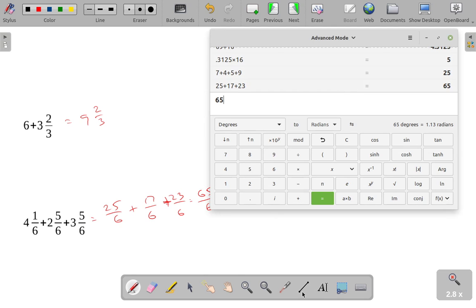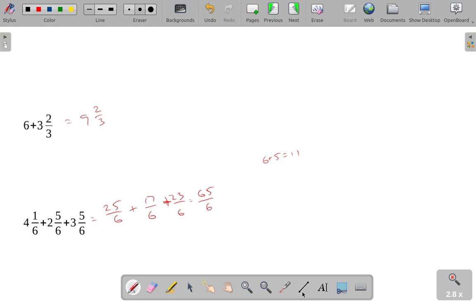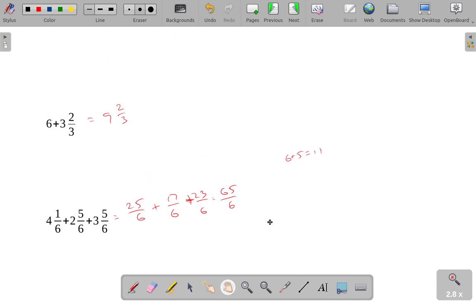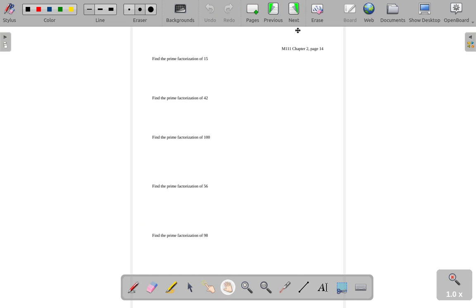I could leave it like that, or I could convert it back to a mixed number. I kind of feel like I should convert it to a mixed number because that's what I started with here, but there's no indication that I need to. So I'm not going to.